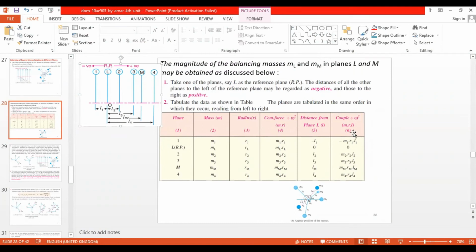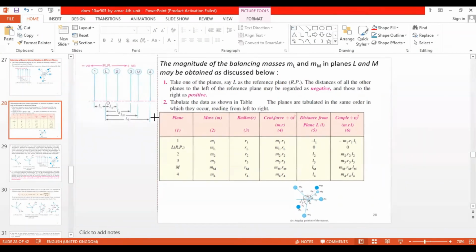Now I will find the couple. You know couple is m into r into L, force into distance. That's m r omega squared into L. So you will multiply this column with this column and obtain the answer here. So here it is m1 r1 L1, with a minus. If you multiply 0 with this one, you will get 0. Then you can multiply m2 r2 L2, m3 r3 L3, mm rm Lm. Similarly, you will complete this table.